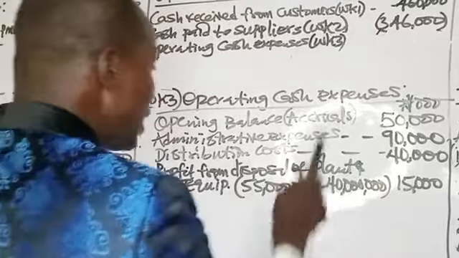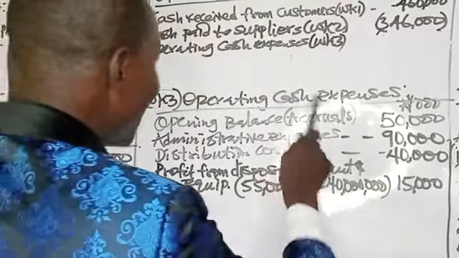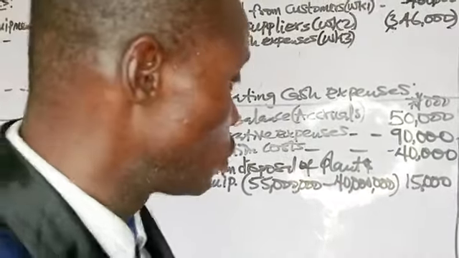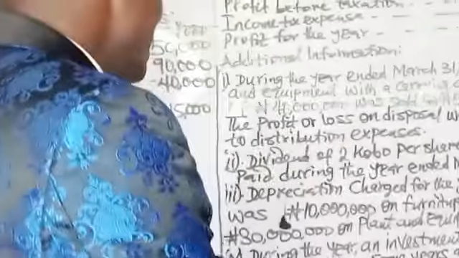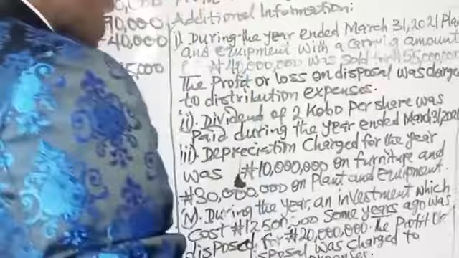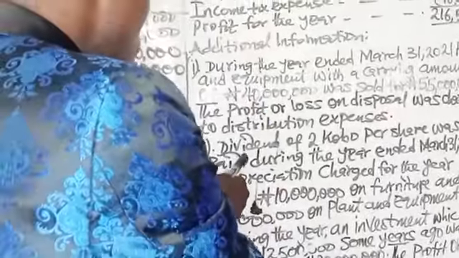So you are adding it back now when we are converting accrual financial statements to cash. Now, back to note 2. Dividends of 2 kobo per share was paid during the year ended March 31st, 2021. So that does not affect either admin or distribution cost. Note 3, depreciation charge for the year was 10 million on furniture and 30 million on plant and equipment. Depreciation follows accrual basis, so you are going to eliminate the impact.